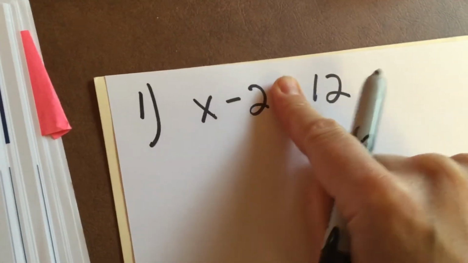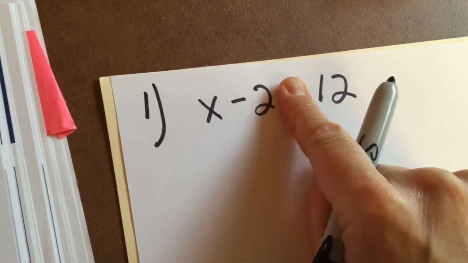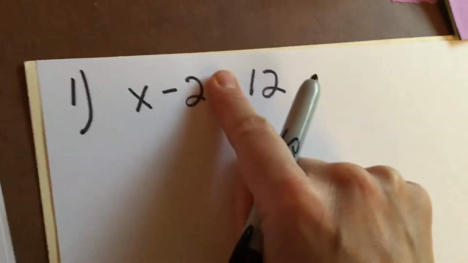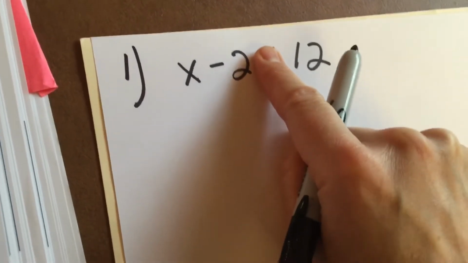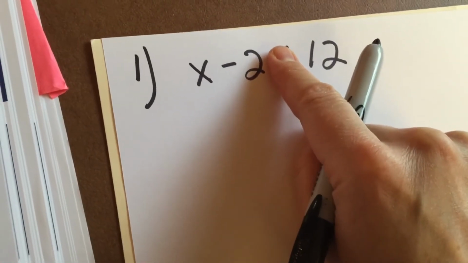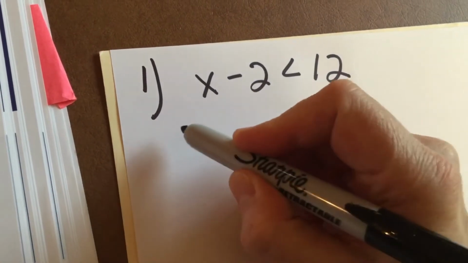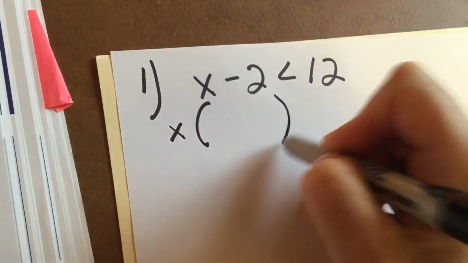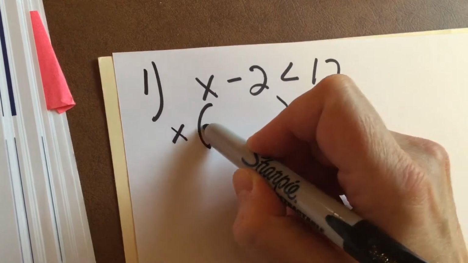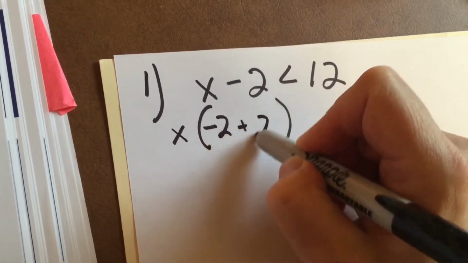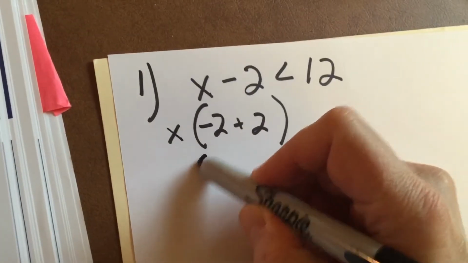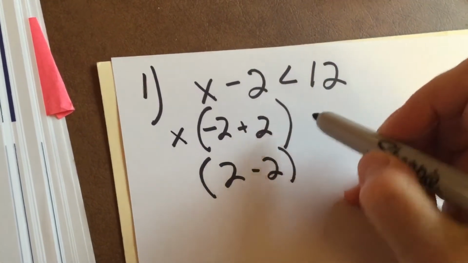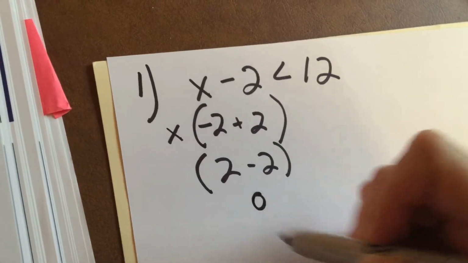Don't worry about what's here. Right now, all I want to do is get rid of that negative 2. I want to isolate my x, right? So I'm going to add a 2 to both sides. I'm going to move my x over, and just to make it easier, I'll put parentheses. I've got my negative 2 plus 2. Or I could have written it like this, 2 minus 2. Same thing. I get 0 either way.